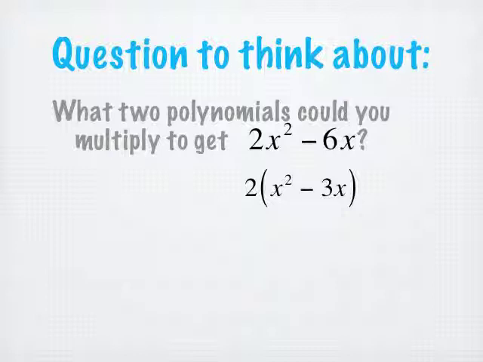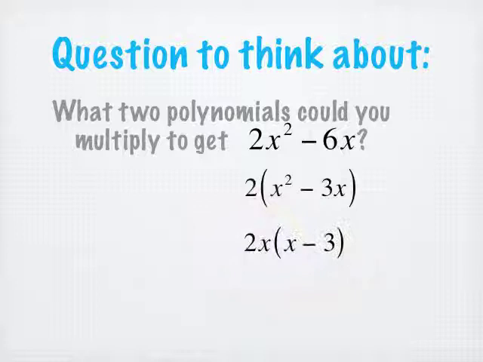2 times x squared, yep, that's 2x squared. 2 times negative 3x, yep, that's negative 6x. That works. Is there any other answer? Well, they both had a 2 in them. They also both had an x in them.